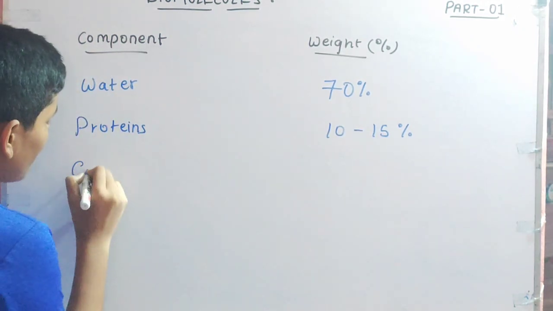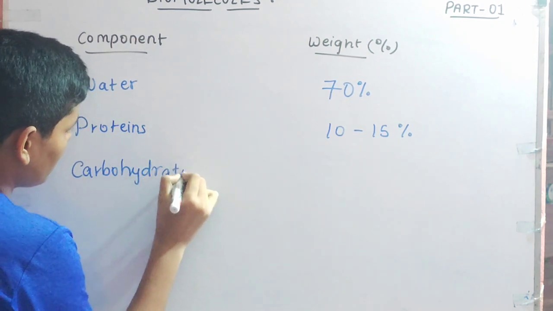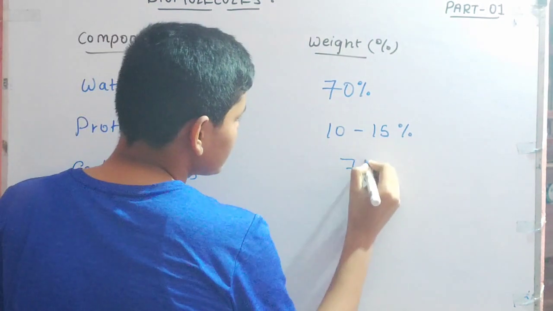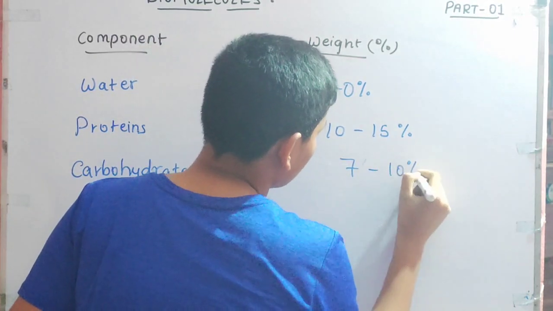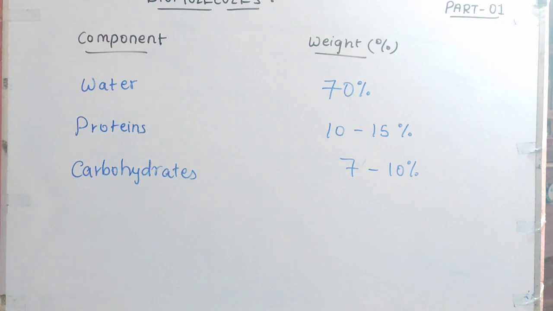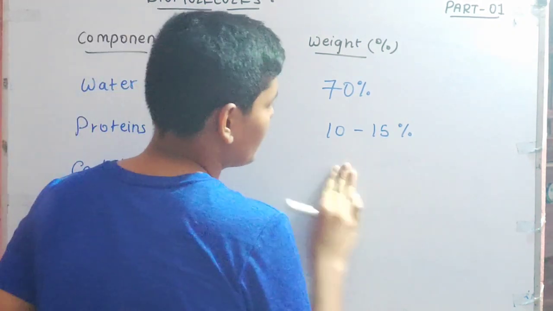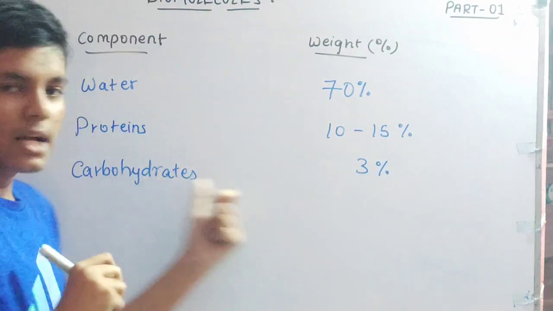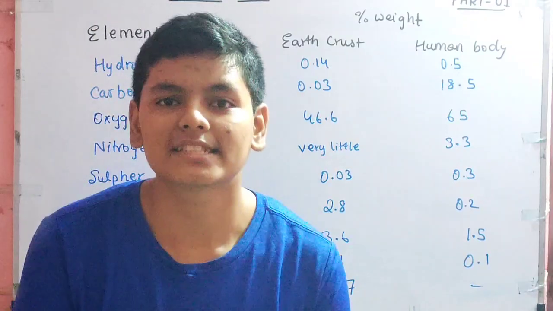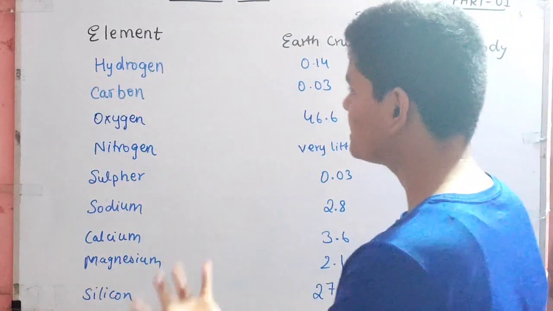After proteins, we have carbohydrates. Sorry, carbohydrates are less in amount. Carbohydrates are only 3%. Why are carbohydrates only 3%? We will be discussing the comparison between the Earth's crust and human body about some elements.